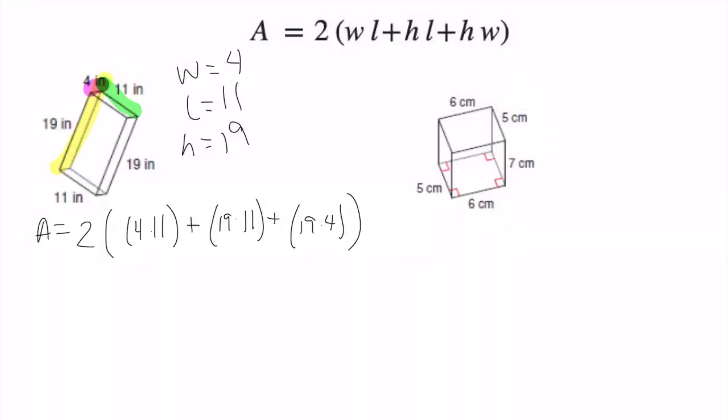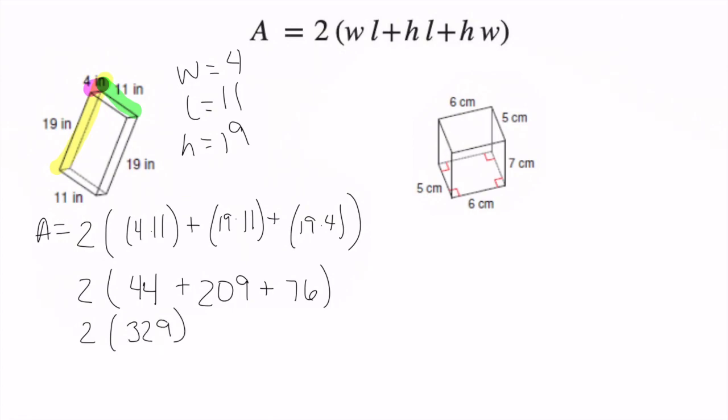Plug all of those in, we're going to get 2 times 44 plus 209 plus 76, which will give us 2 times 329, which equals a surface area of 658 inches squared. Same thing on this one.